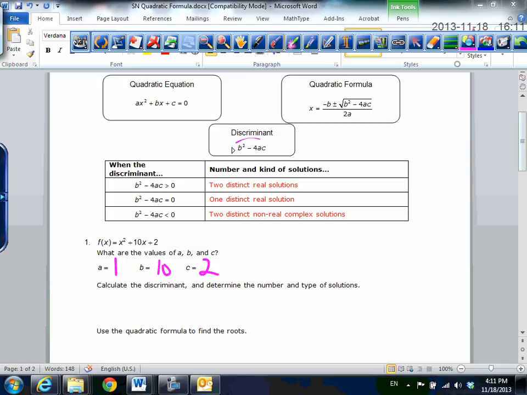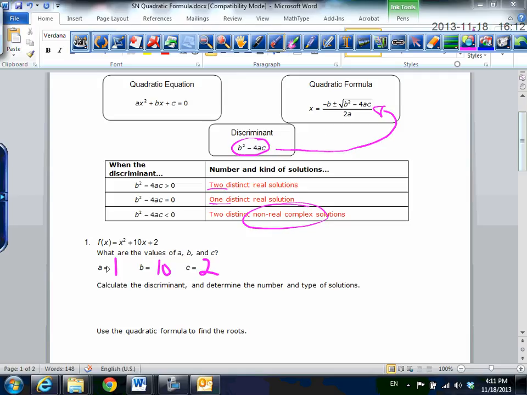So if this part, which is underneath the square root right there, is bigger than 0, we got 2 real answers. If it's equal to 0, we got 1. And if it's less than 0, i.e. negative, we got 2 non-real complex solutions. And so we're just going to calculate that, and hopefully it'll help us out here in the long run.